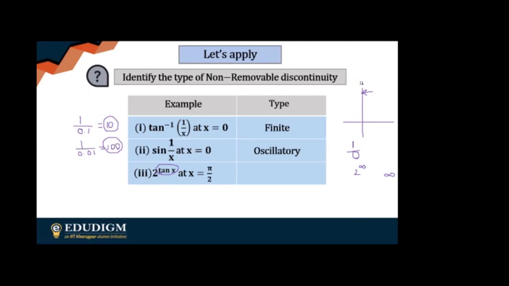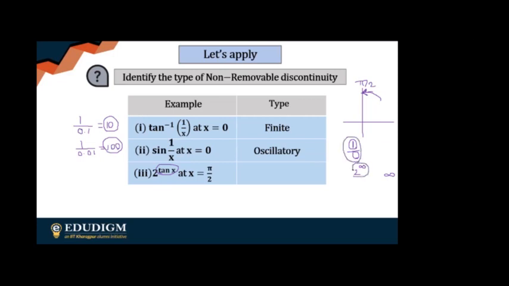This is pi by 2. So this angle is approaching pi by 2, but less than pi by 2, in this quadrant, okay? So what is tan x? Tan x is sin x by cos x. So sin x is approaching 1 and cos x is a very, very small number close to 0. So this entire thing approaches infinity.